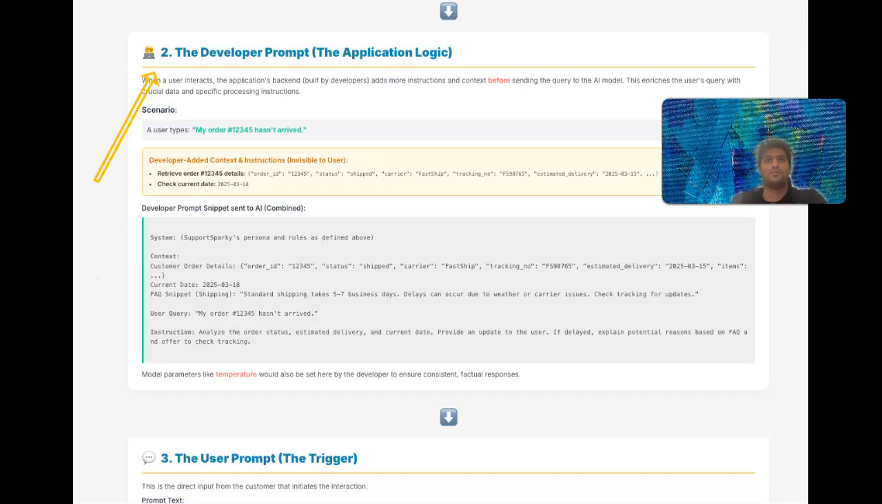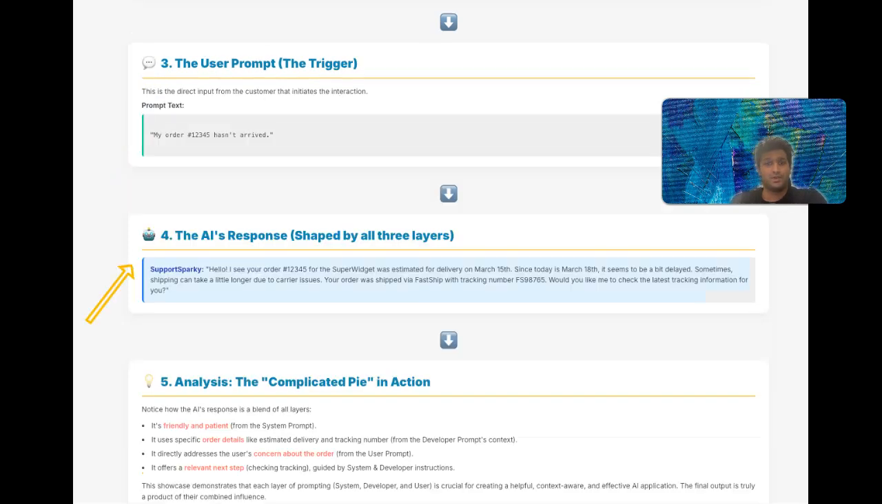And finally, the user prompt. This is where the customer directly interacts with the system, saying, "Hey, my order didn't arrive." Notice how the response is friendly and patient from the system prompt, uses the specific order details from the developer prompt, and addresses the user's concern, which is the user prompt.